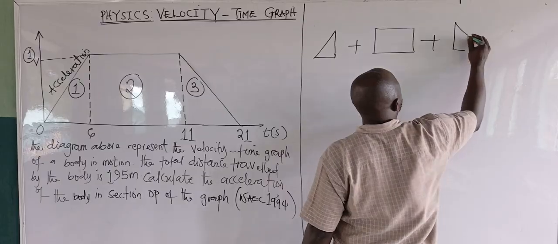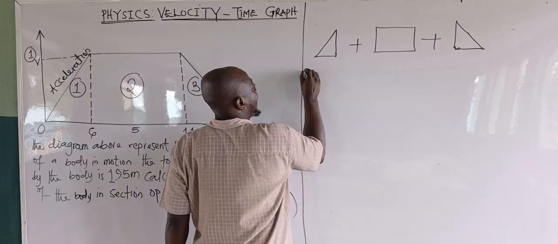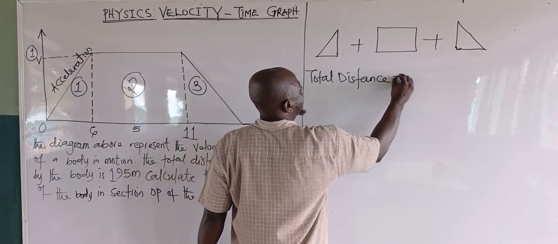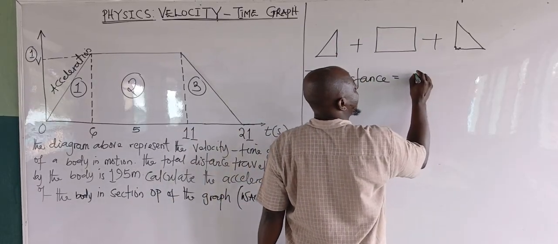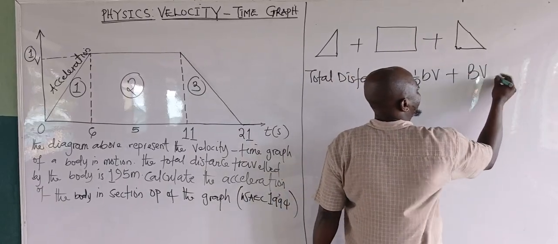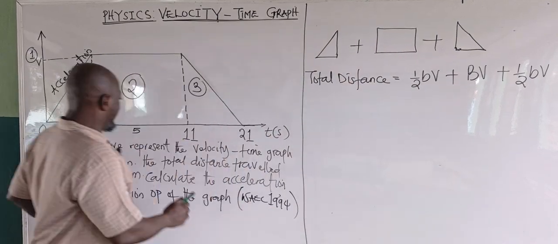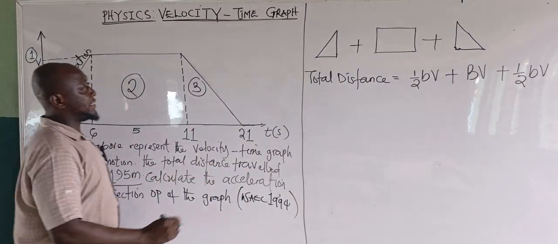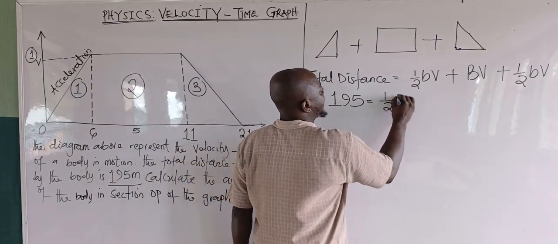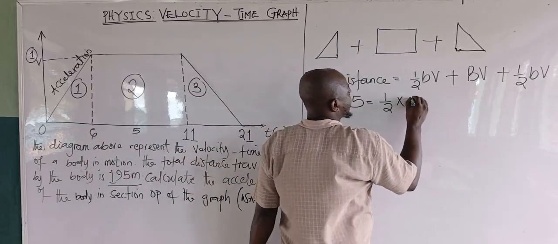Now, from this part, what do I know? The total distance here is the combination of all these diagrams. So it is half base times V, plus base times V, plus half base times V. This is the total distance. We already know that our total distance traveled is given to be 195. So 195 equals this value, and I already know my bases. The base from here to here, the first diagram, will give us 6V.